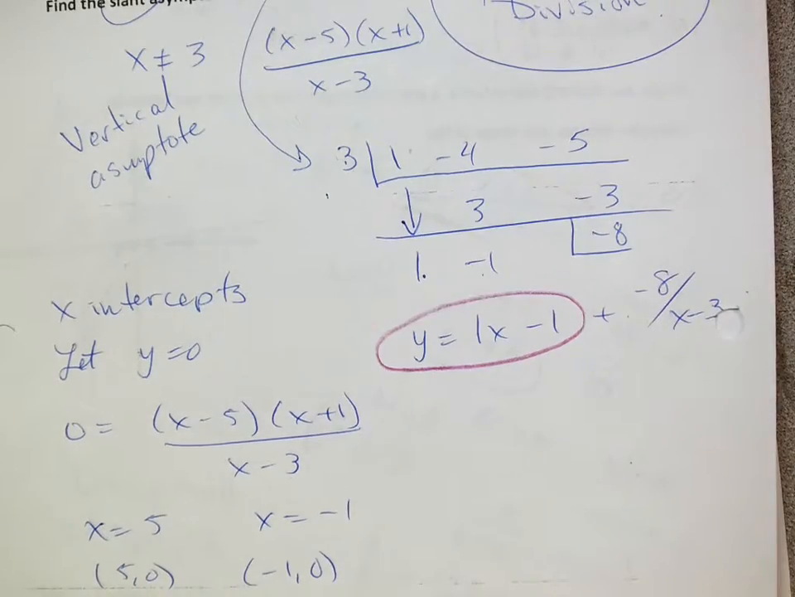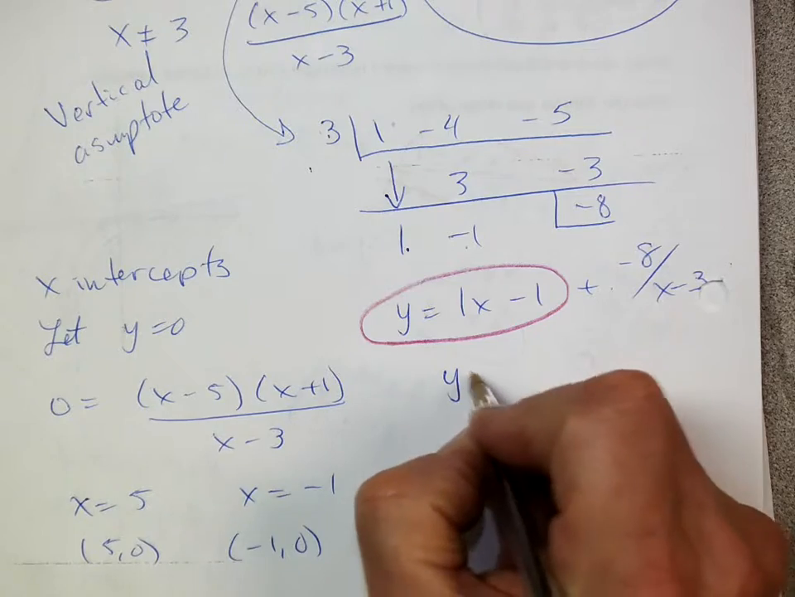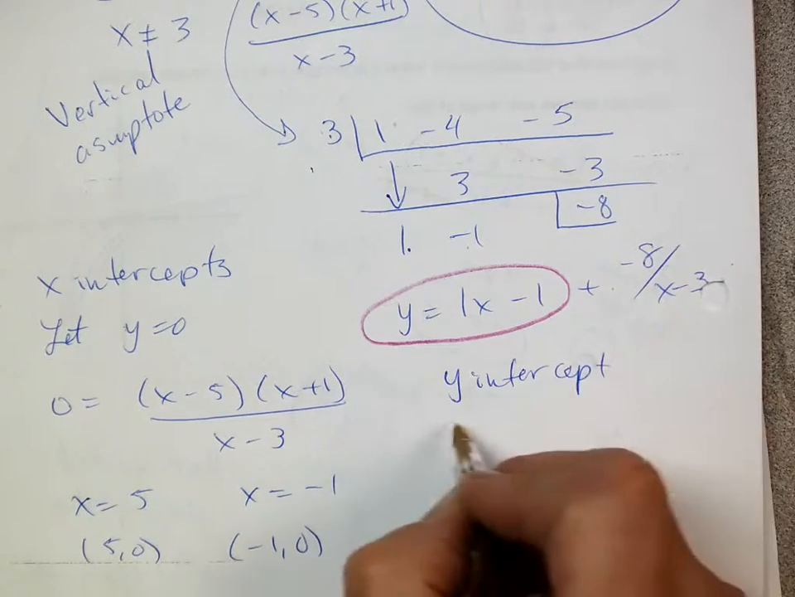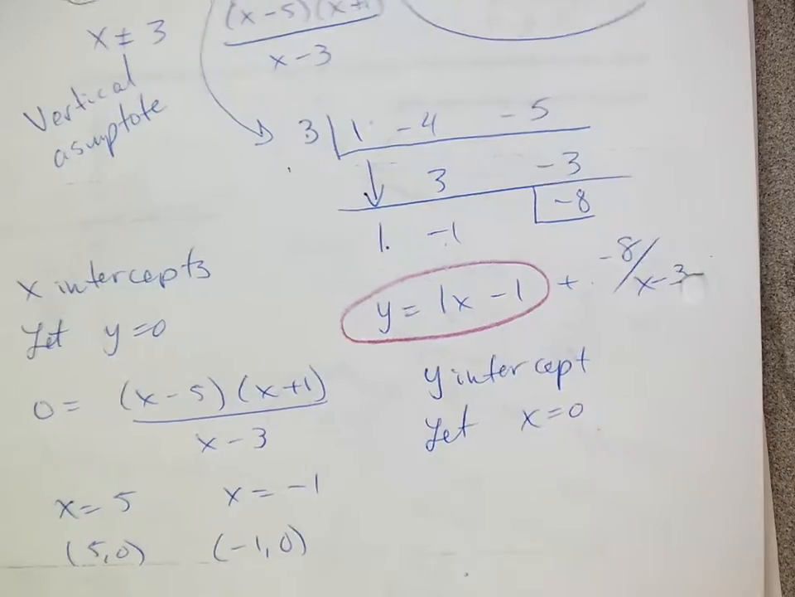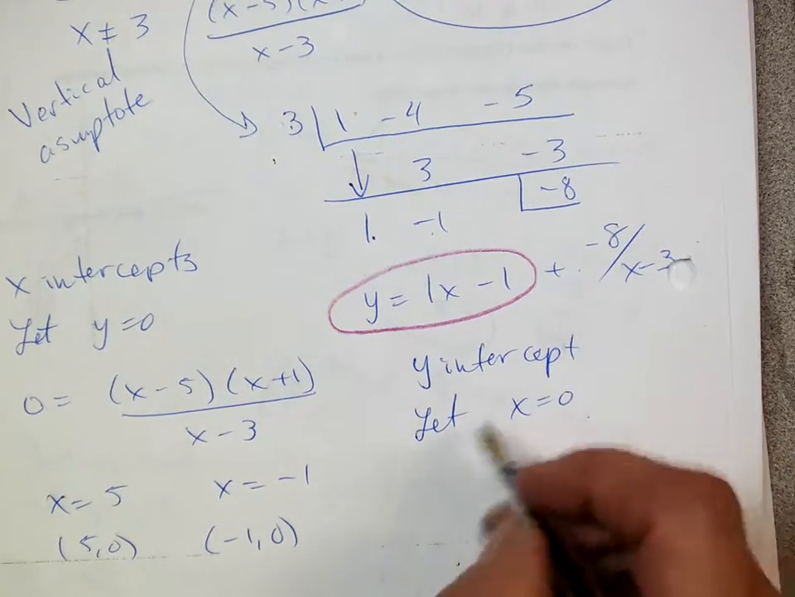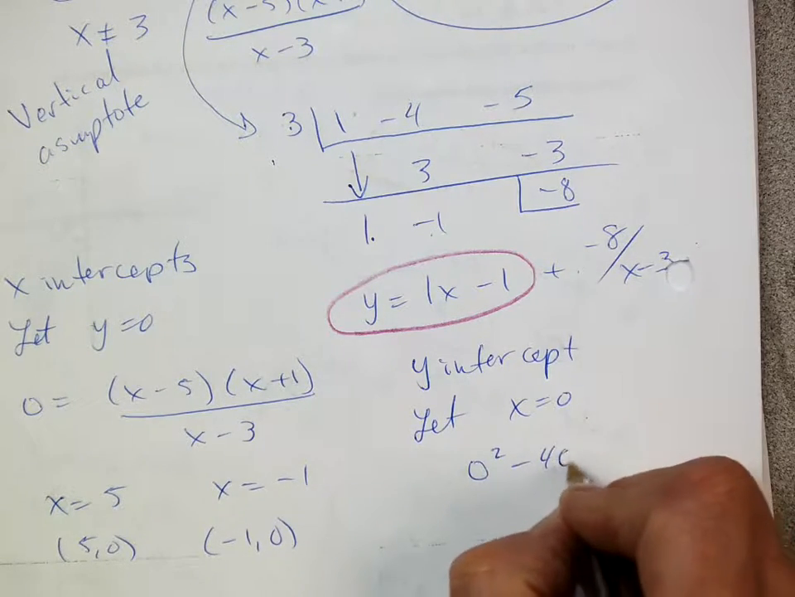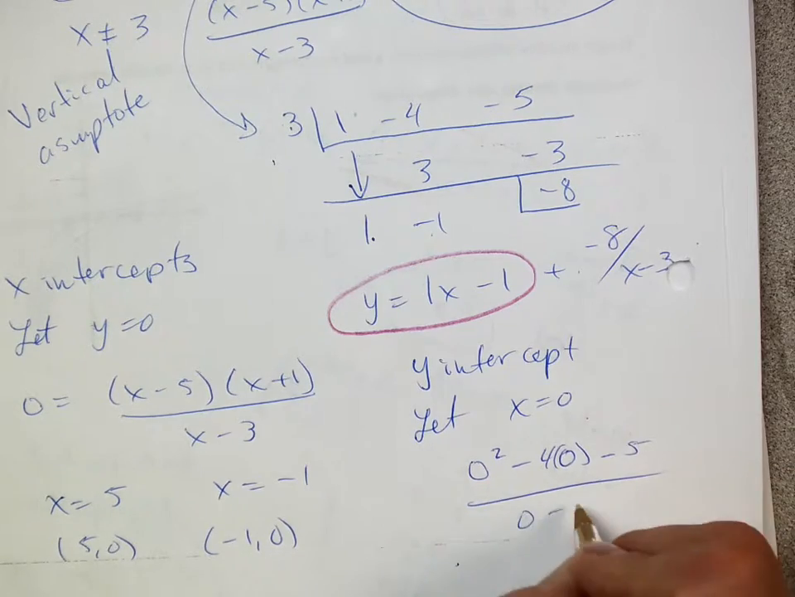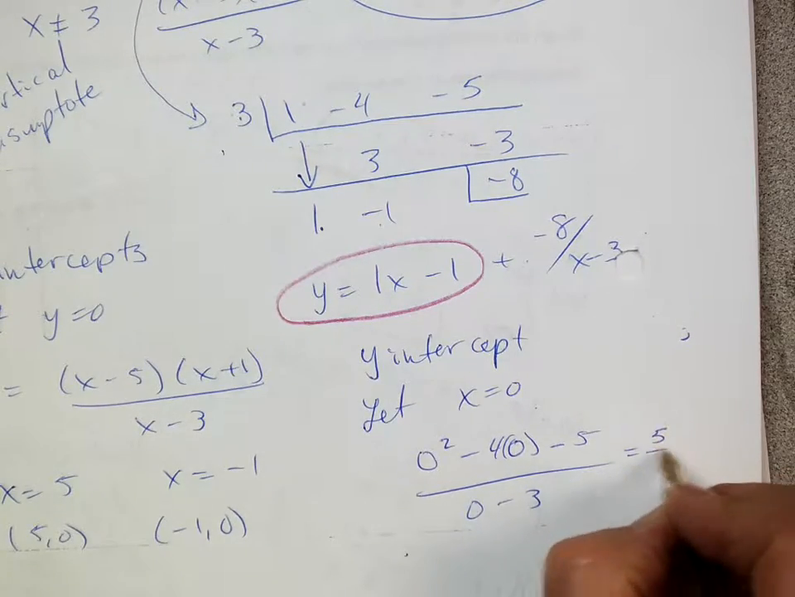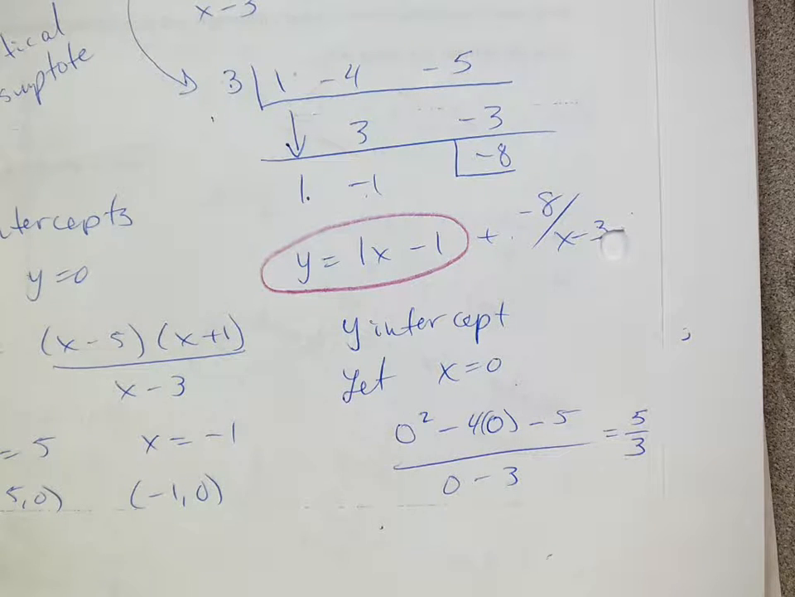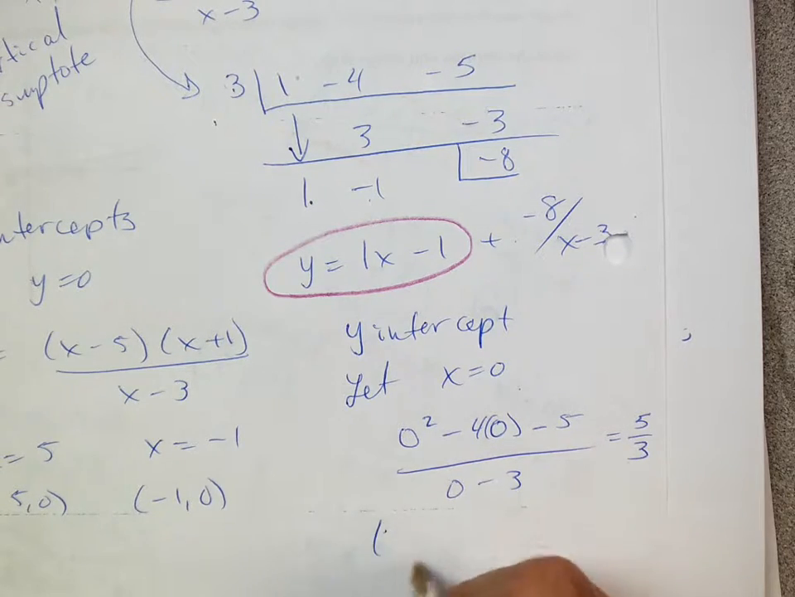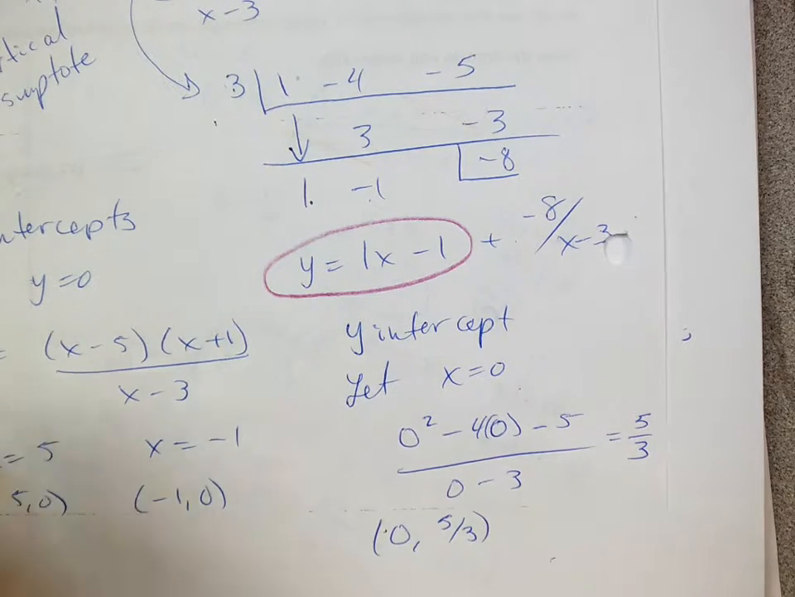Now, what about y-intercepts? Let x equal 0. So if x is 0, we would have 0 squared minus 4 times 0 minus 5 over 0 minus 3, but that's just going to give you 5 thirds. Do you agree with 5 thirds? Yes. Negative 5 over negative 3, or 5 thirds. So that means we're going to have a y-intercept at (0, 5/3).